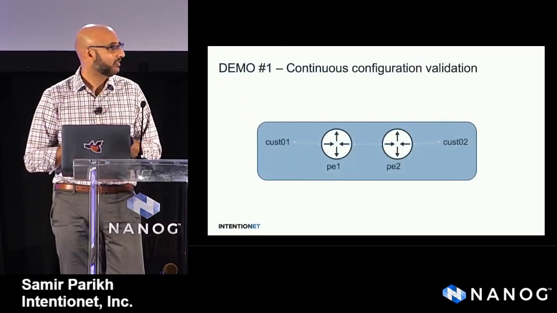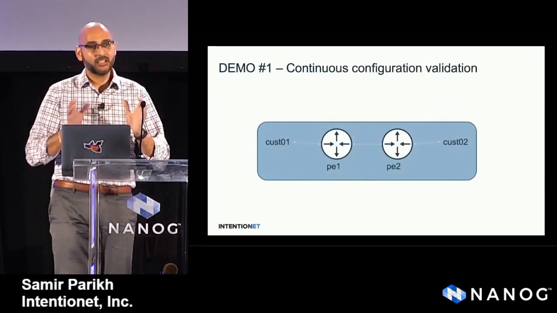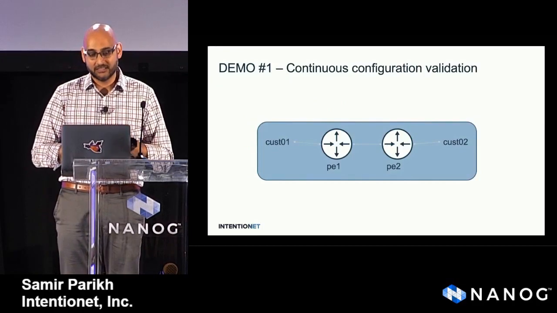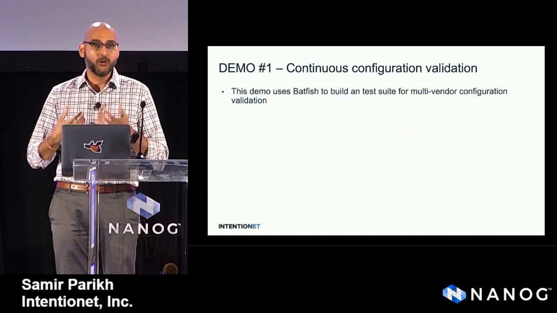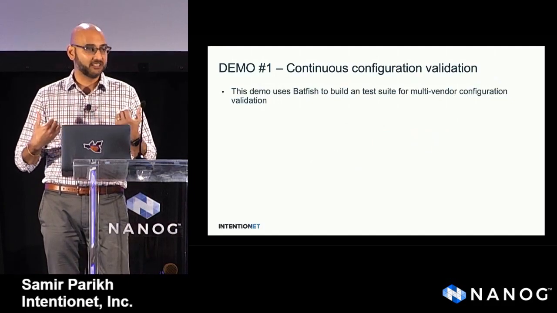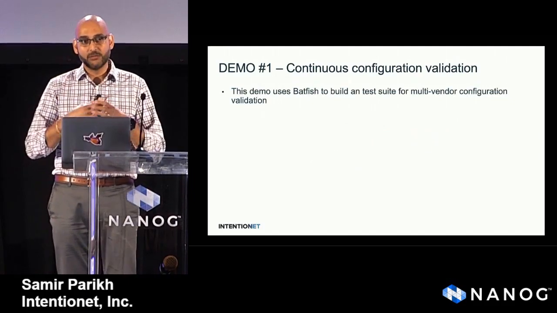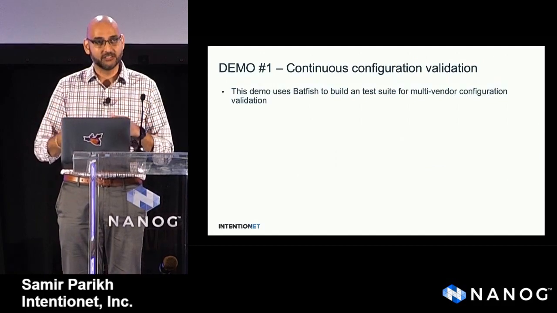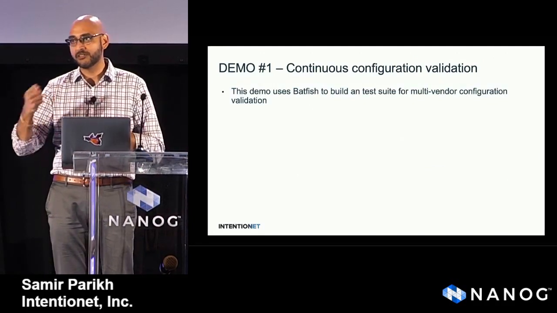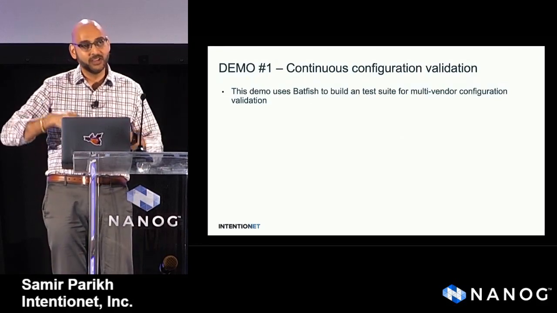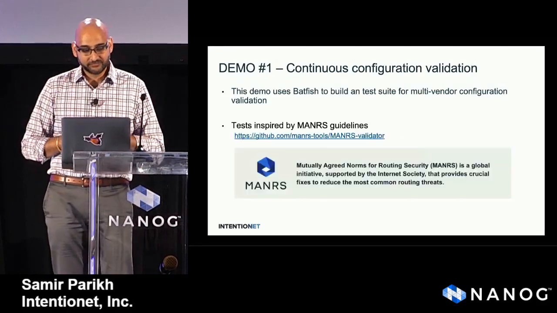So demo number one, this is our basic network scenario. I've got a small network, two peering devices, and I'm talking to two different customers. What I want to do is validate my policy towards these customers, and build a vendor-agnostic test suite out of it. So I don't want to have to write something specific for a Juniper Edge device versus a Cisco device versus a Cumulus or an Arista, whatever it might be.